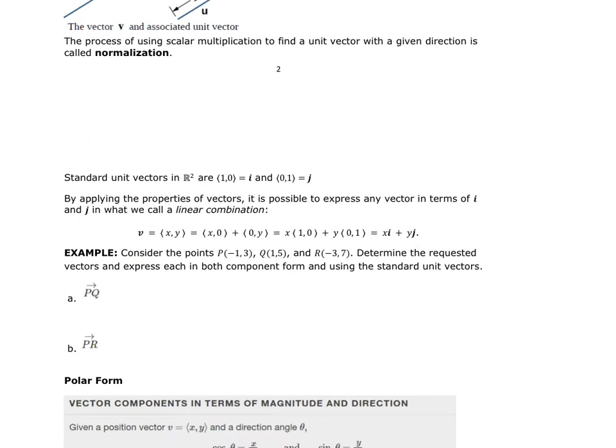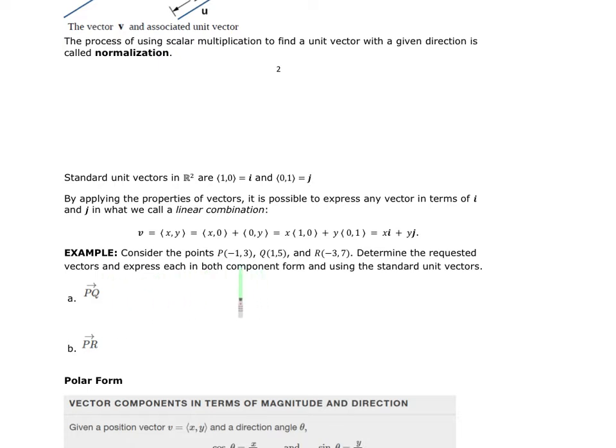Standard unit vectors is another one that we need to talk about. Standard unit vectors means that we're now going to write it in ij form. So in R2, the i vector is ⟨1, 0⟩, and the j vector is ⟨0, 1⟩. With a linear combination, we can take any vector v with its components x, y, and turn it into the standard unit vectors. So there'd be the i part, the x part times i, and the y part times j.